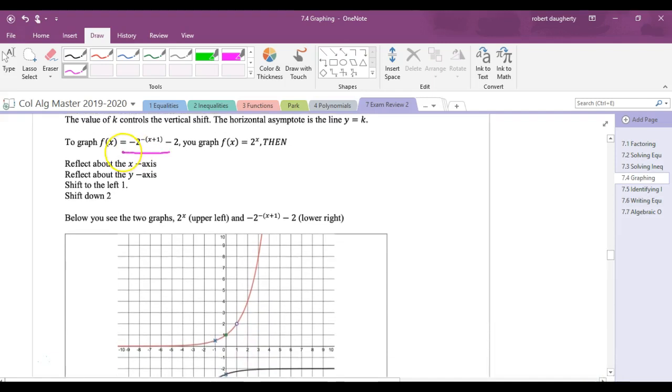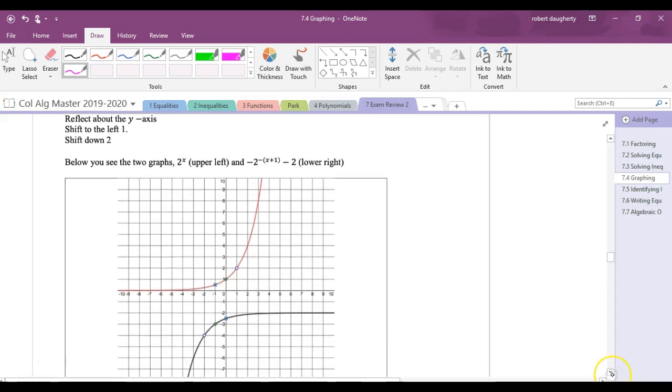When I look at a function like this, that first negative in front tells me I'm reflected about the x-axis. The negative in the exponent tells me I'm reflected about the y-axis. That +1 tells me I'm moving to the left 1, and that -2 on the tail end tells me I move down 2, okay? So those are all the transformations that need to happen. So I've got my original graph, 2 to the x. That's the graph that you see right there.